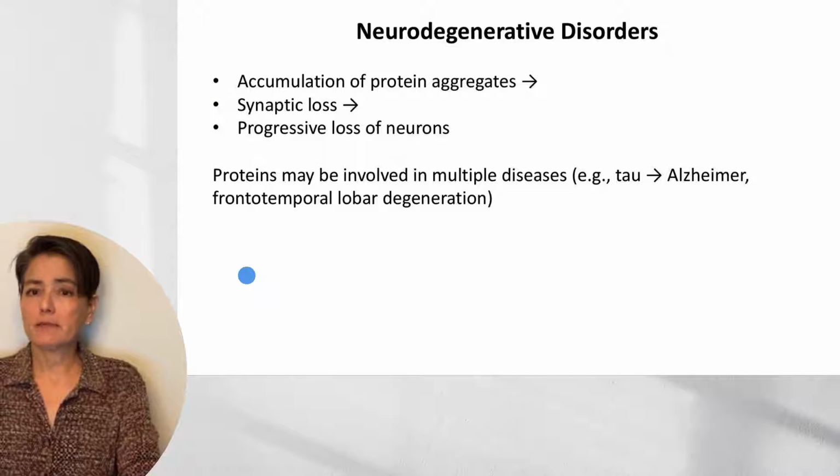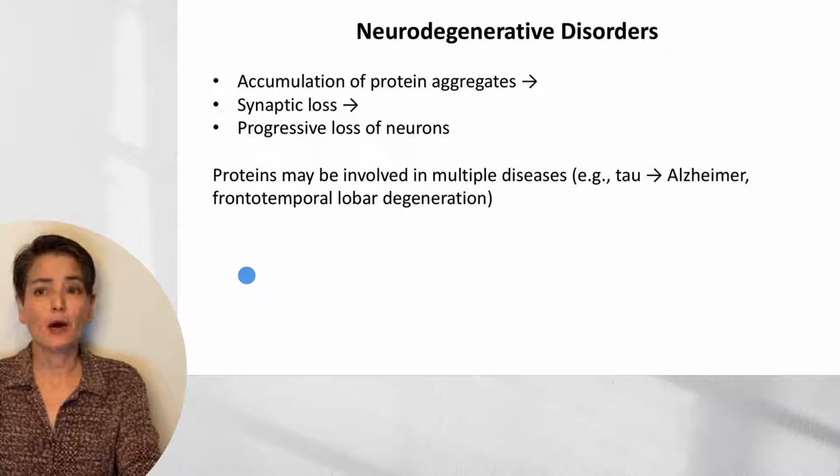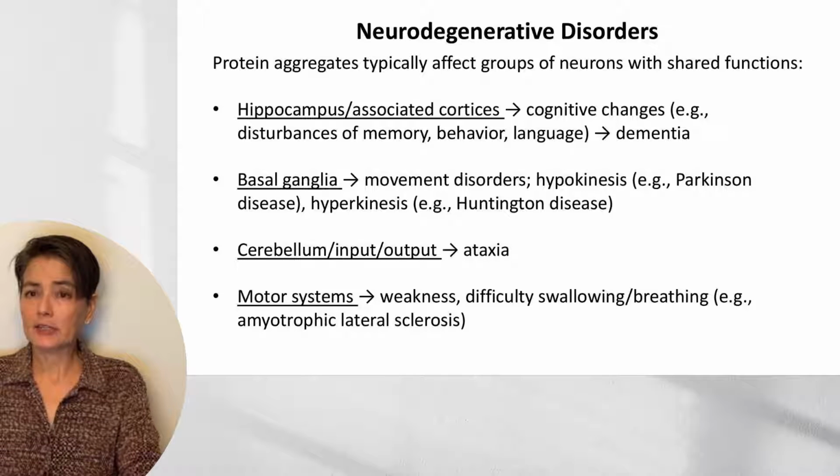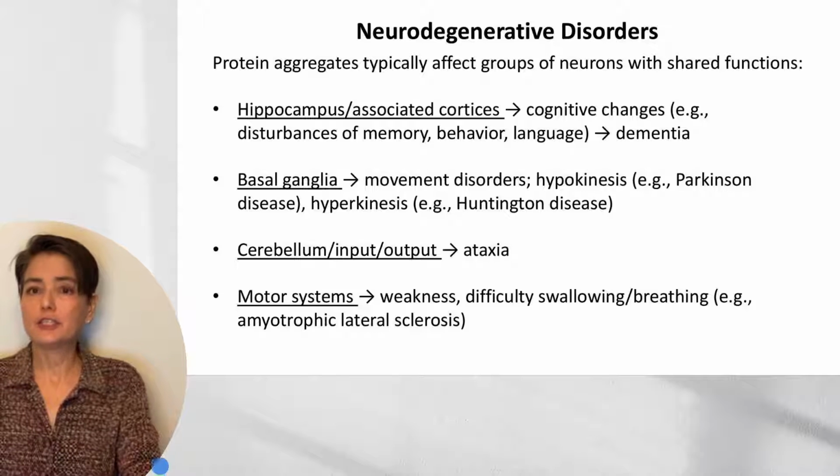A further point I'd like to make is that there are proteins that may be involved in multiple diseases. So, for example, tau, which is a microtubule-associated protein, is seen both in Alzheimer's disease as well as frontotemporal lobar degeneration. Now, the symptoms will depend on where these lesions develop. These protein aggregates will typically affect groups of neurons with shared functions. So if we see lesions in the hippocampus and associated cortices, we can get cognitive changes such as disturbances of memory, behavior, or language, and over time, this can progress to dementia.